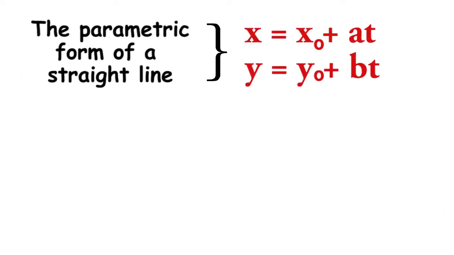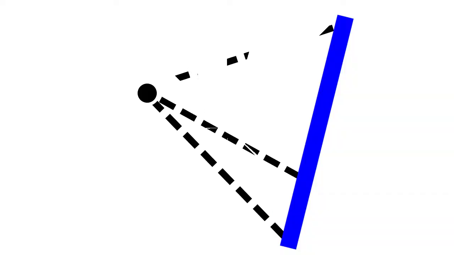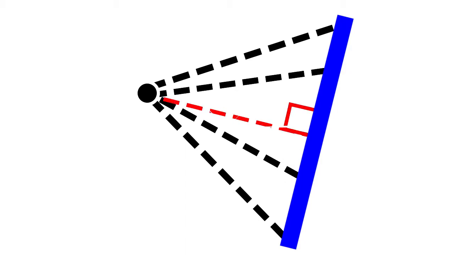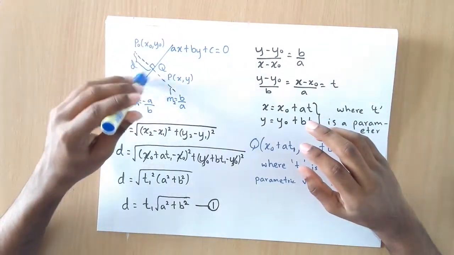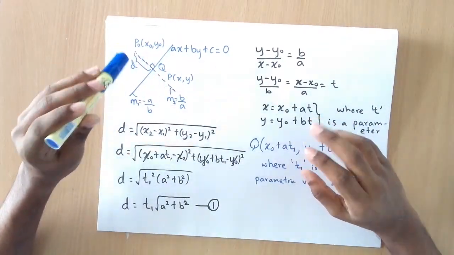The parametric form of a straight line can be used to derive many formulas. Now we will derive the formula to find the shortest distance from a point to a straight line. The shortest distance from a point to a straight line is the perpendicular distance from that point to the straight line. To derive the formula for this distance, look at this straight line ax plus by plus c equals 0.